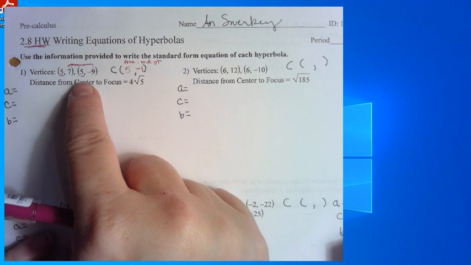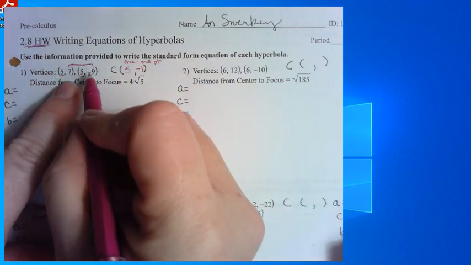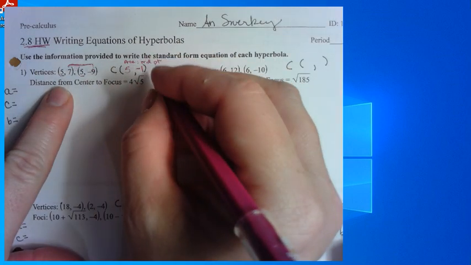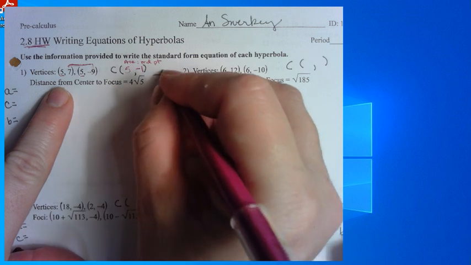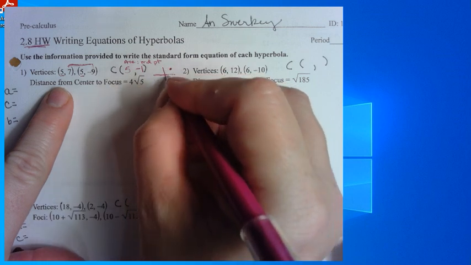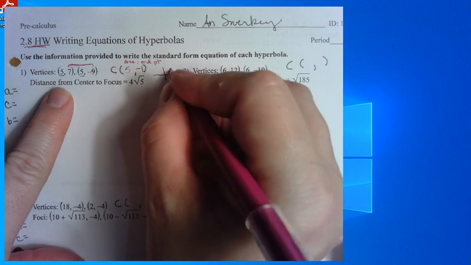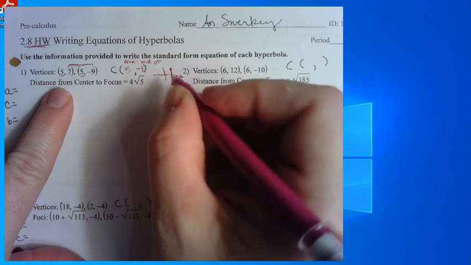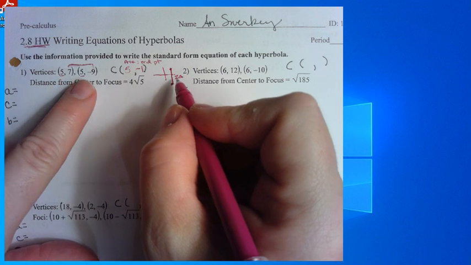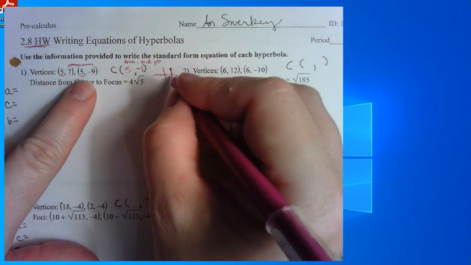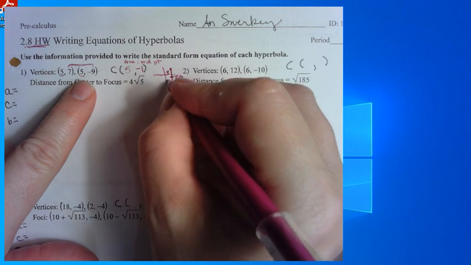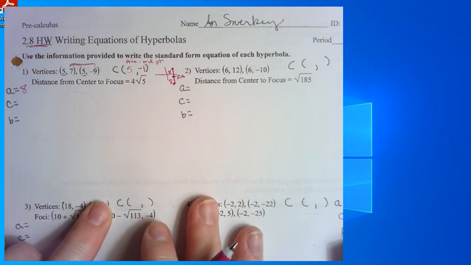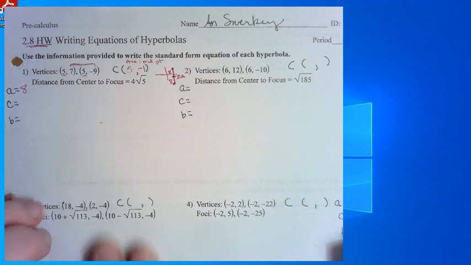Now, from that, we can also find the A value. If you think about this, the A is the distance between 5, 7, out 5, up 7, out 5, down -9. So the whole length between the two vertices is 2A. The length between 7 and -9 would be 16. So halfway would be 8 at each point. So your A is 8. All right? So if A is 8, let's look at what I know.